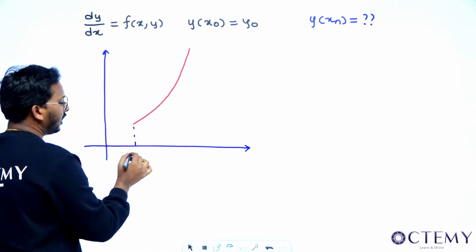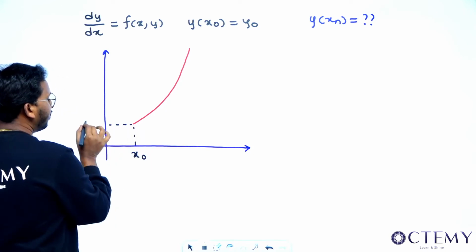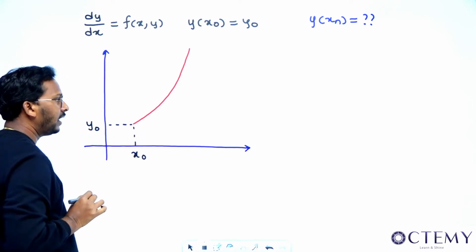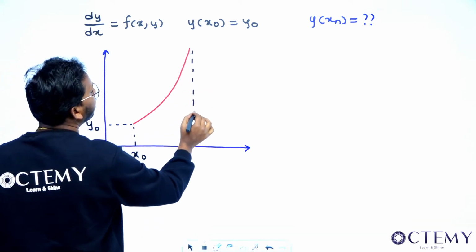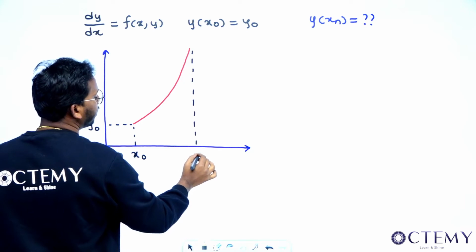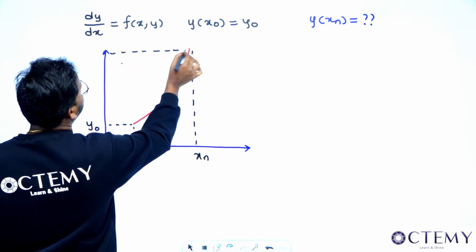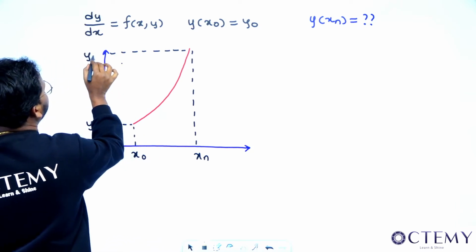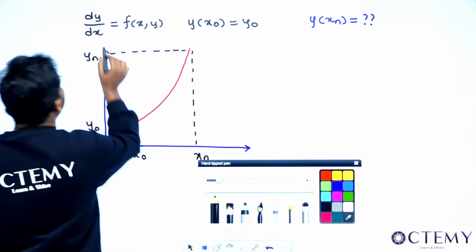Say this initial condition x naught is given. At this x naught, what is given to us, sir? This y naught is given to us, right? And say for some other xn, which is away from x naught, he is asking you what will be the value of y. So he is asking you this yn, right? If this is what is being asked, so see what will happen.